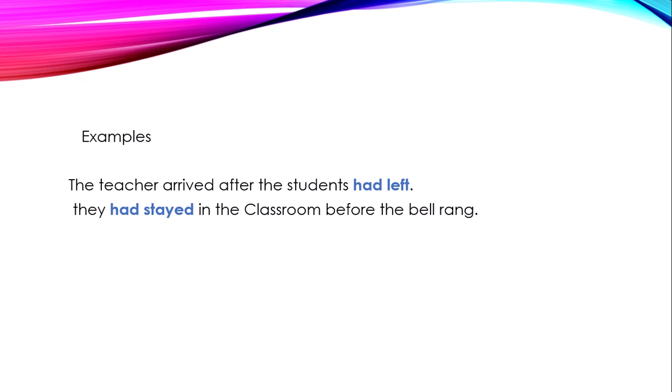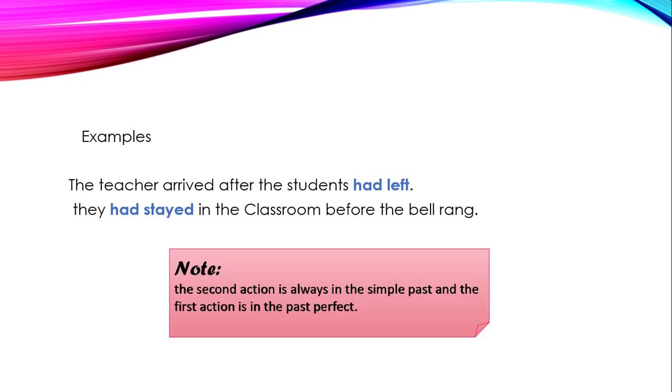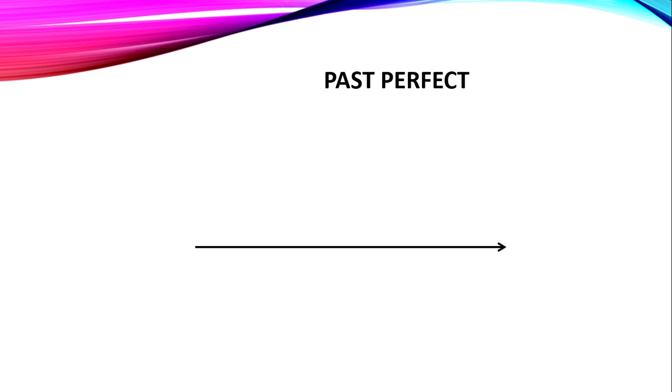The same for the second example. The first action is in the past perfect, which is they had stayed in the classroom. Then the later action, or the second action, is in the simple past: the bell rang. Note, the second action is always in the simple past and the first action is in the past perfect. Let's have a look at the timeline of the past perfect.